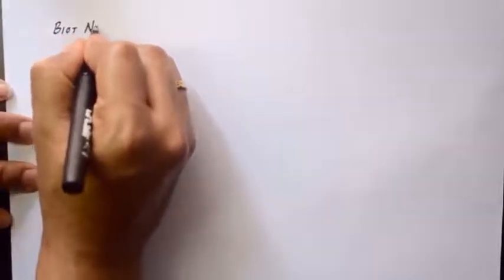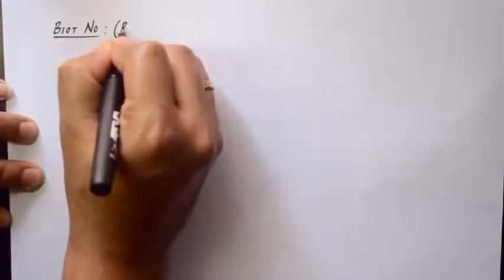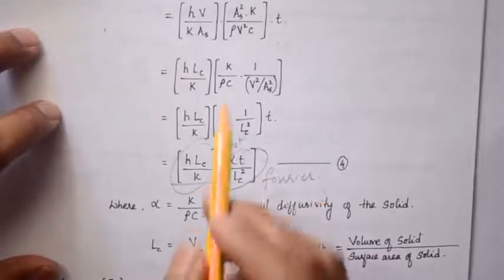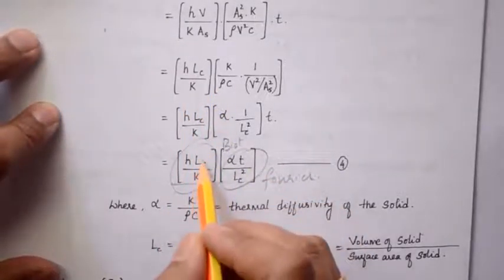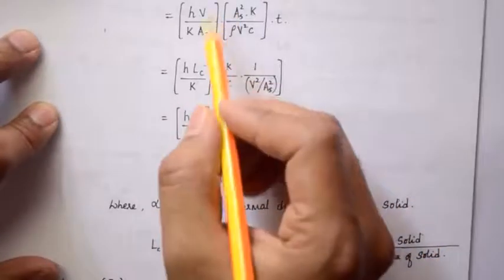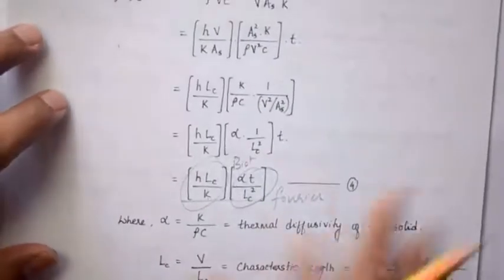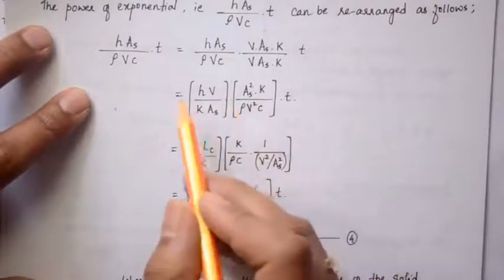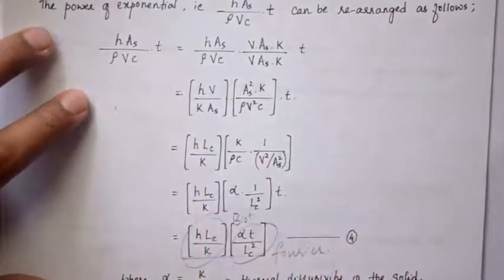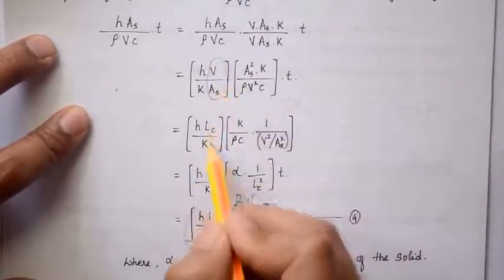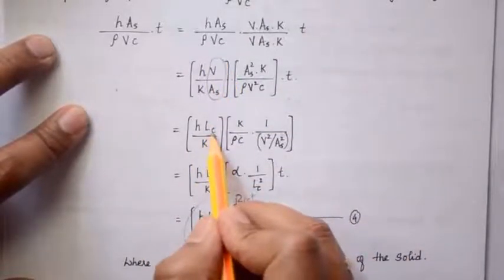So the first one we'll discuss is the Biot number, which is represented by Bi. We discussed already, when rearranging the terms of the power of the exponential, we got this Biot number and Fourier number. I did not discuss much about this. Anyway, over here we are going to rearrange the terms by multiplying and dividing by V and K. When we did that, the terms can be rearranged, and finally we write hLc by k, where the volume by area is considered as one more new parameter called Lc.